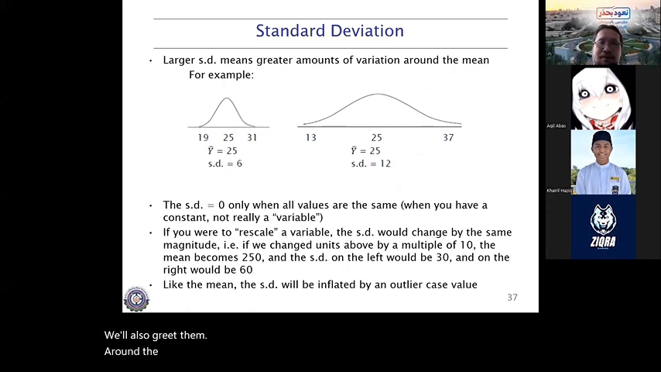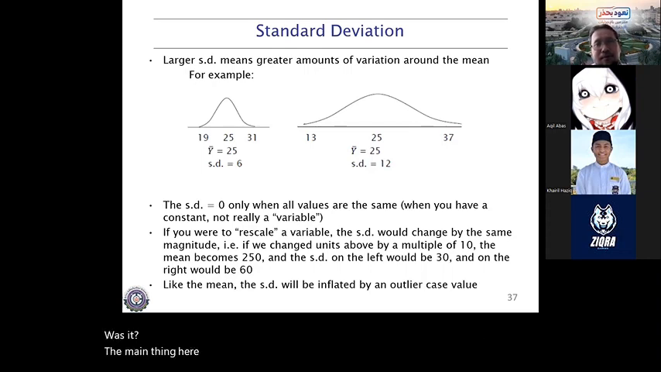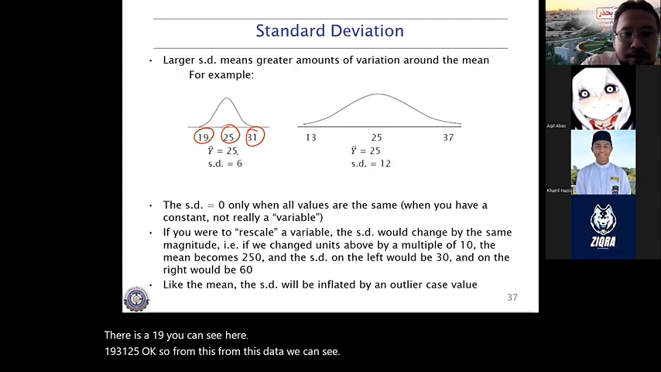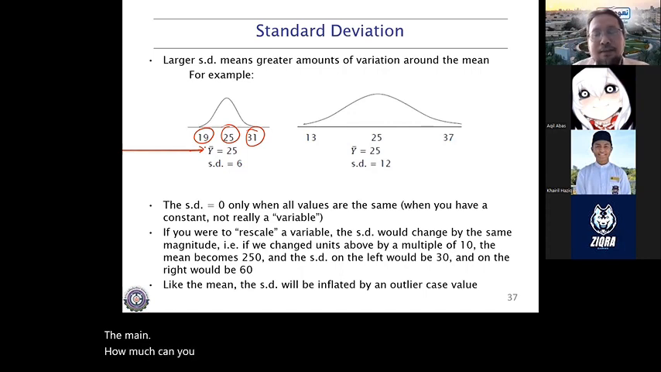For example, here the standard deviation is 6. The mean here is 25, right? Because there is a 19, you can see here, 19, 31, 25. So from this data we can see the mean. How much is the mean? Can you see? Can you count? Is it right?